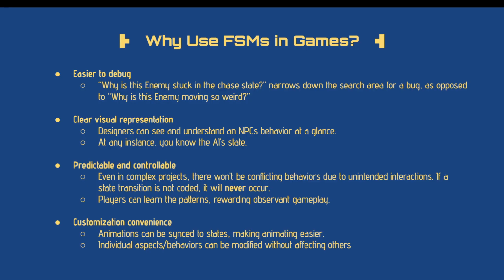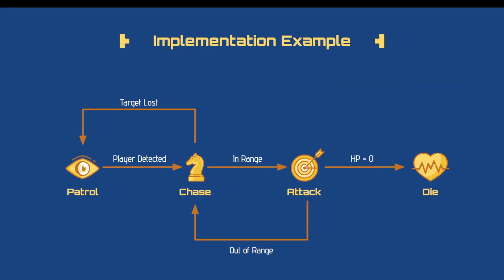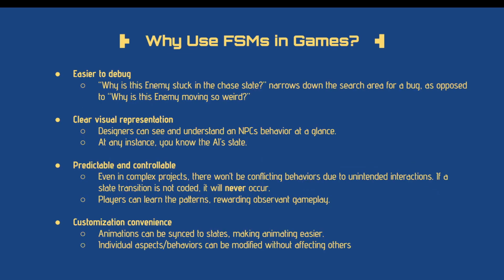The next thing is clear visual representation. In this example, you can already sort of see how an enemy defined on this state machine may function. It's intuitive and it's clear to someone who might not be a programmer. So designers can see and understand NPC behaviors at a glance. And at any instance, you know the AI's current state and how it's supposed to be performing.